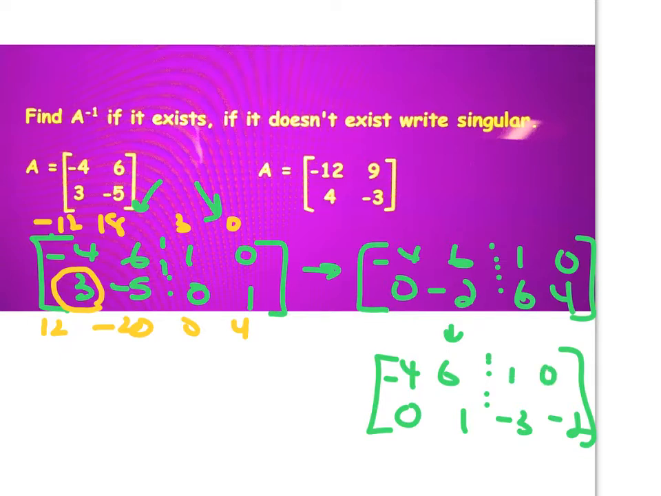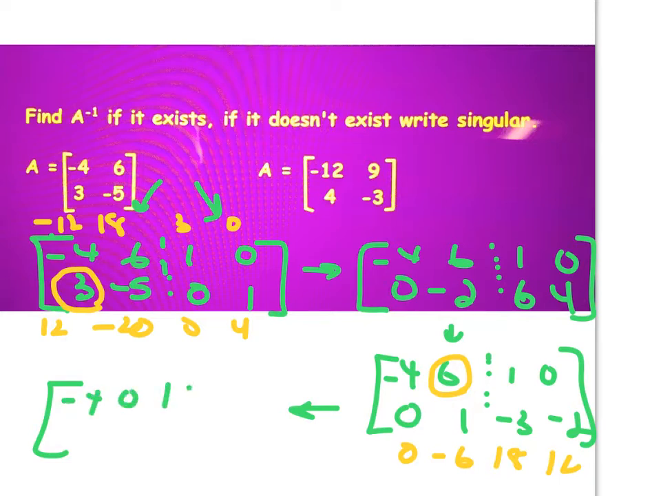Now what needs to happen is I need that 6 to become a 0. So I'm going to multiply the bottom row by negative 6. 0, negative 6, 18, 12. Add that to the top row, which becomes negative 4, 0, 19, and 12. Sorry about that. I'm looking at the yellow numbers. 0, 1, negative 3, negative 2.